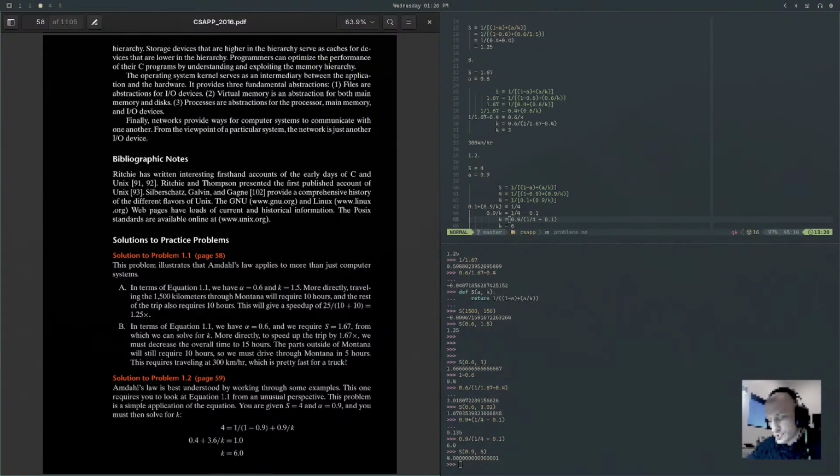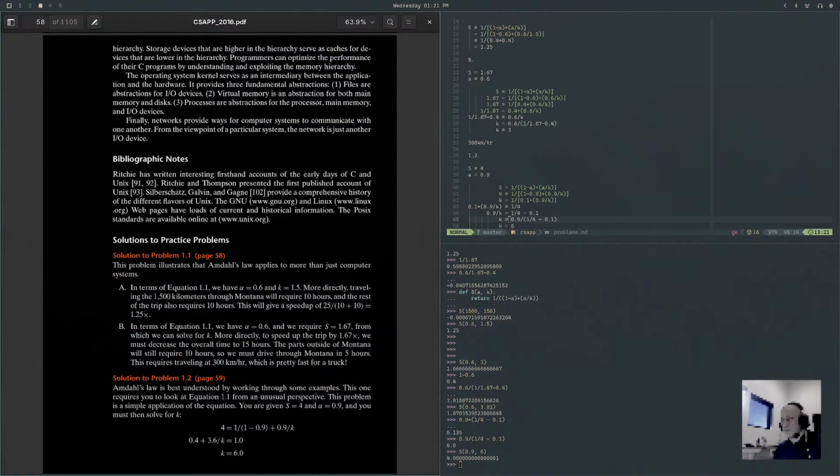Serves as an intermediary between the application and the hardware. It provides three fundamental abstractions. Files are abstractions for I/O devices. Virtual memory is an abstraction for both main memory and disk. Processes are abstractions for the processor, main memory, and I/O devices. Finally, networks provide a way for computer systems to communicate with one another. From the viewpoint of a particular system, the network is just another I/O device.